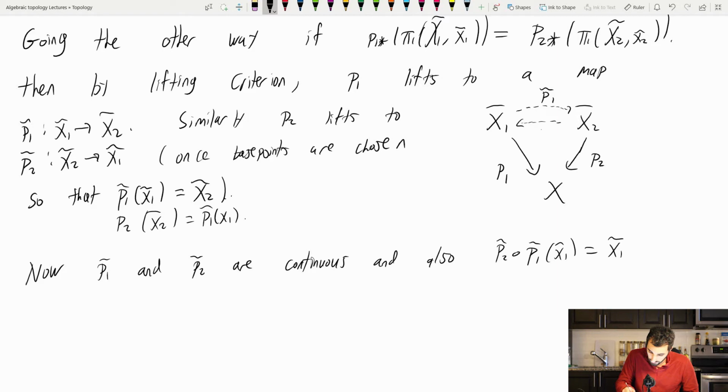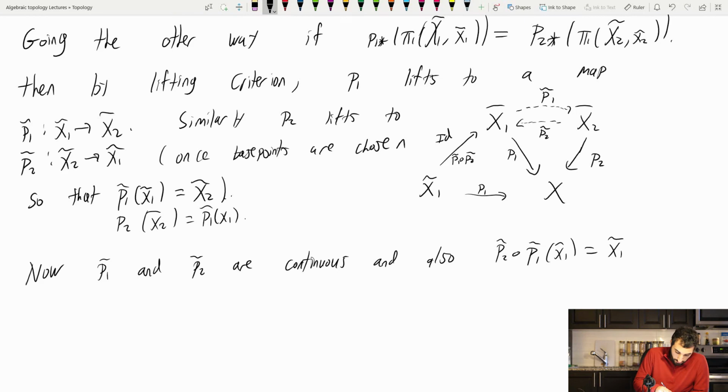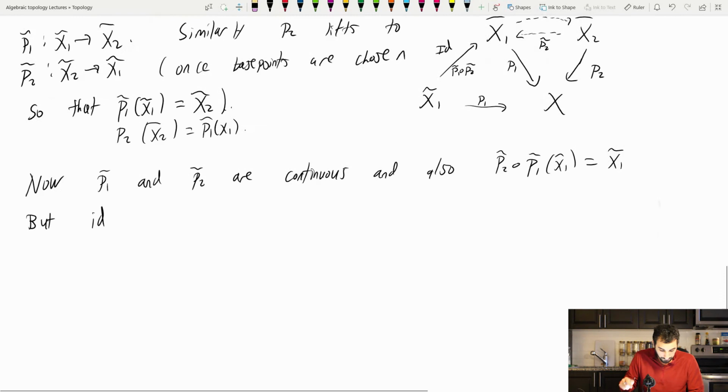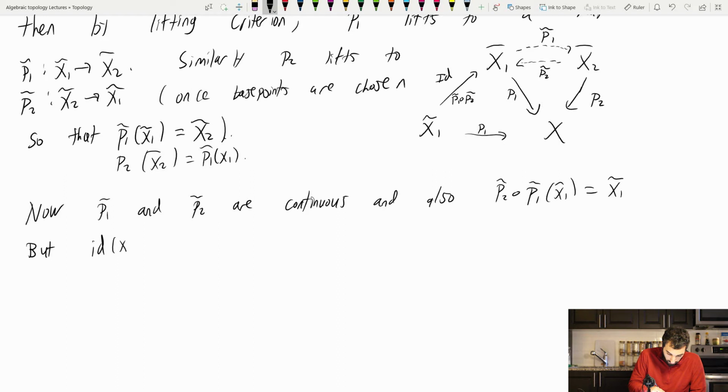And now, let me just take another copy of X1 twiddle. And it will also map over to X by P1. And I also can map it up to X1 twiddle by either the identity or by P1 twiddle composed with P2 twiddle. So the identity on X1 twiddle and P1 twiddle composed with P2 twiddle of X1 twiddle are both lifts of P1.